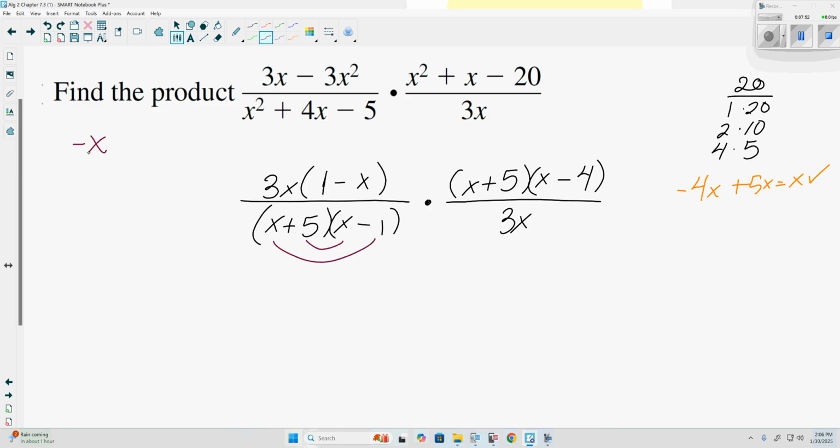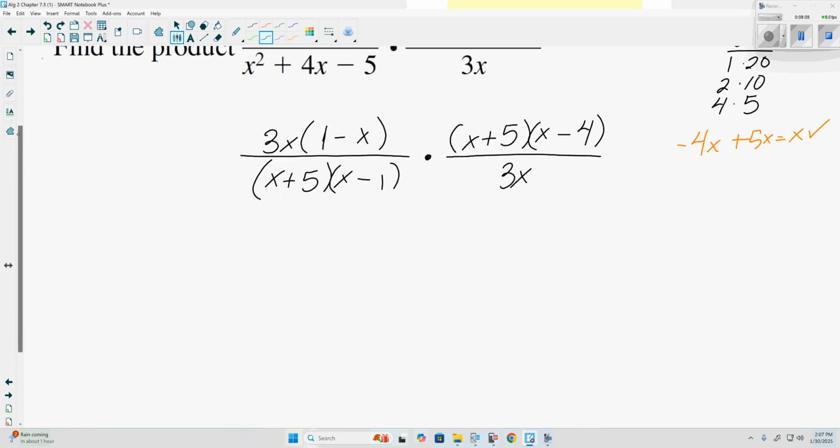Now we can check it just to make sure. X times negative 1 is negative x. 5 times x is positive 5x. Negative x plus 5x gives us the positive 4x term we wanted. So we do have everything factored, yes? So now we need to multiply, yes?